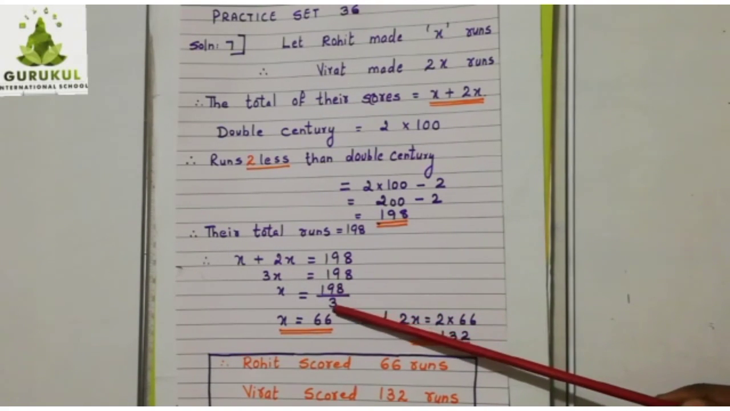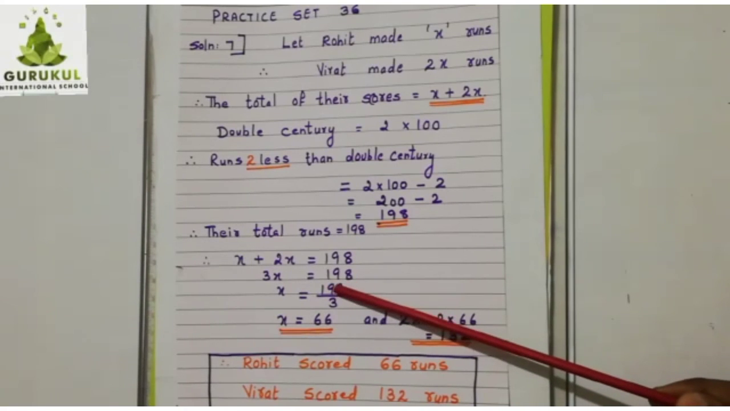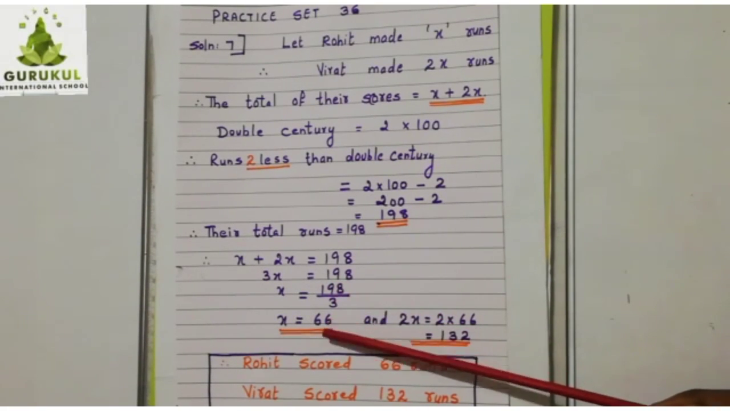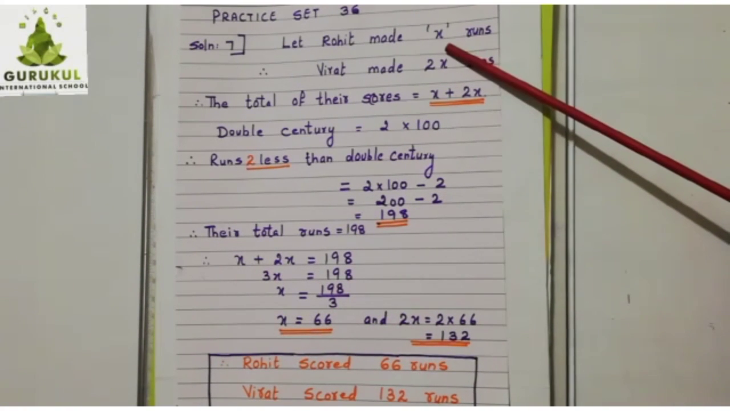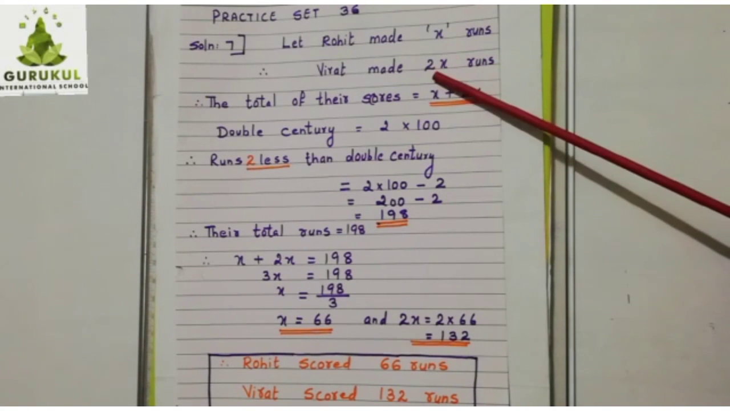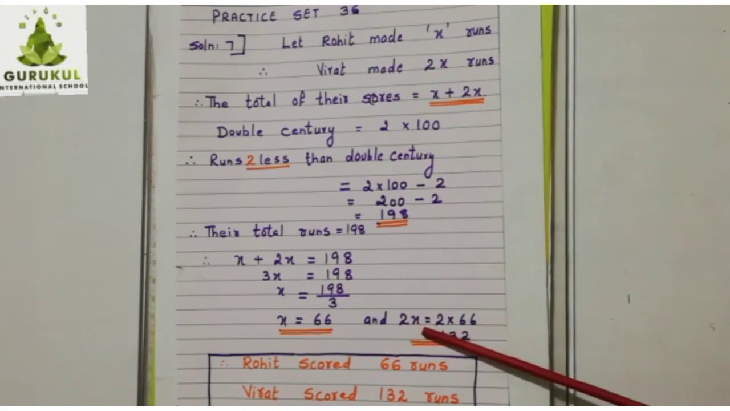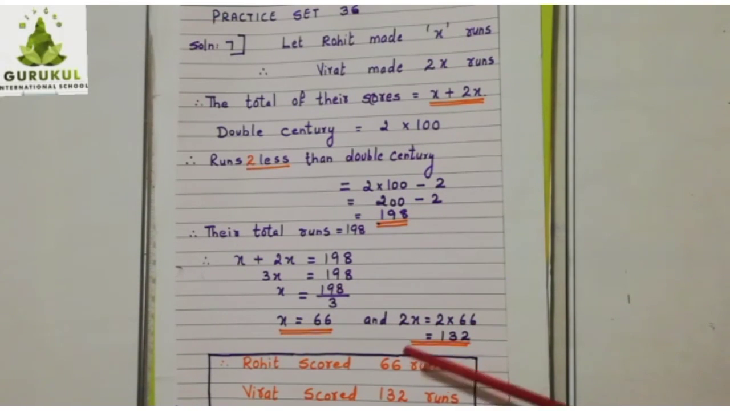198 divided by 3. 3 6s are 18. And again one balance here. So 3 6s are 18. So X equals 66. Once you get the value of X, what is X? Rohit made X runs. So Rohit's score is 66. Now find Virat's score, 2 into X. 2 into X means 2 into 66, that is 132, and write the final answer. Rohit scored 66 and 2X is Virat's score, that is 132 runs.